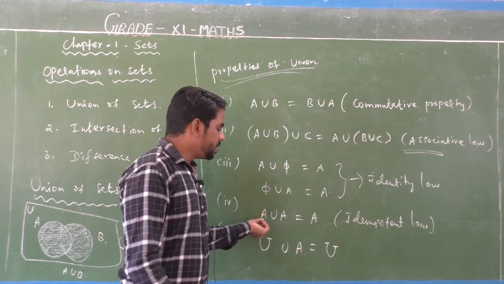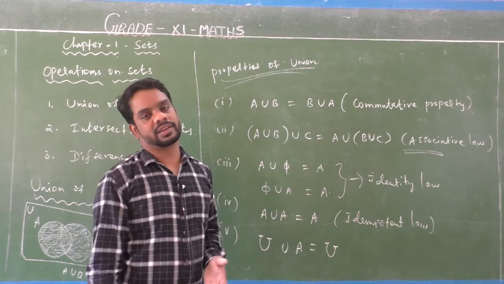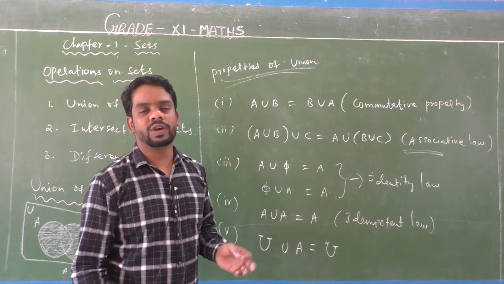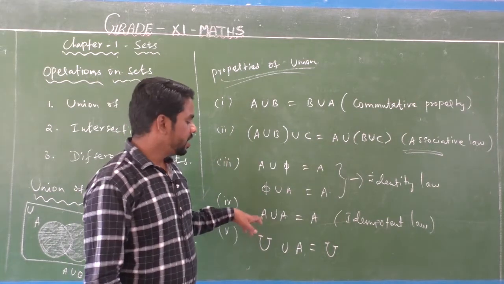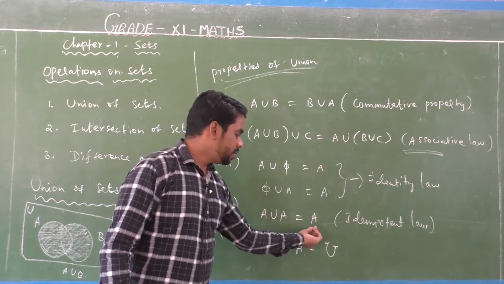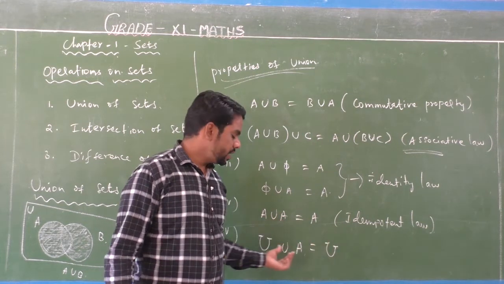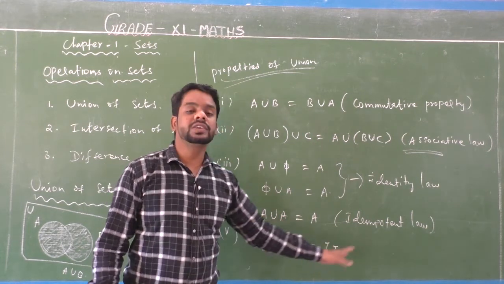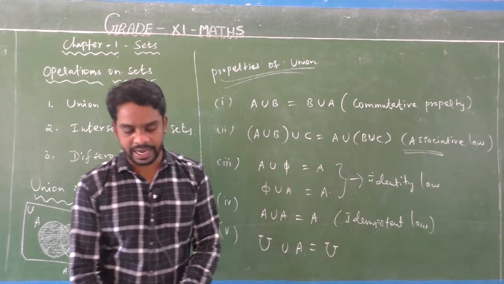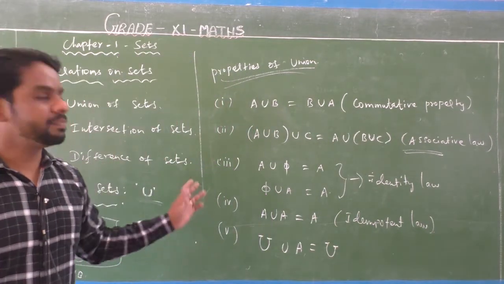And A union A, the union of itself, is equal to A. Itself equals itself. When the union of the same set is taken, we get the same set. The common elements are taken only one time. Here all elements are common, so taking them one time gives A. So A union A is equal to A. And the union of the universal set and A is equal to the universal set.